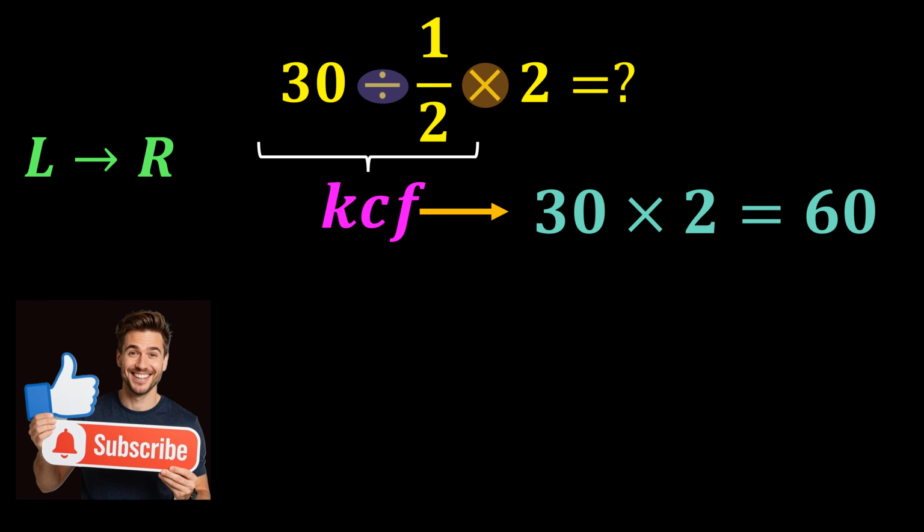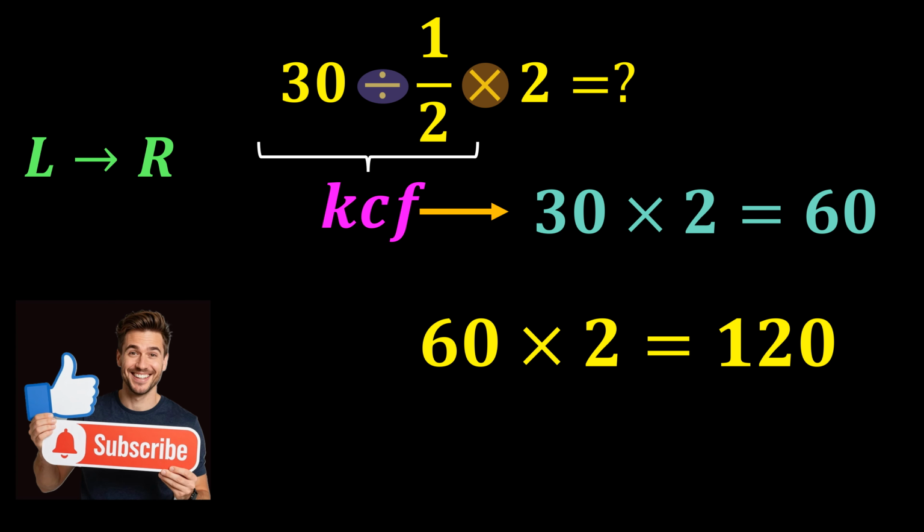Now, according to the KCF rule, we write 30 itself, change the division sign to multiplication, and take the reciprocal of 1/2, which gives 2. Then, multiplying 2 and 30 gives 60. And as a result, 60 multiplied by 2 equals 120.